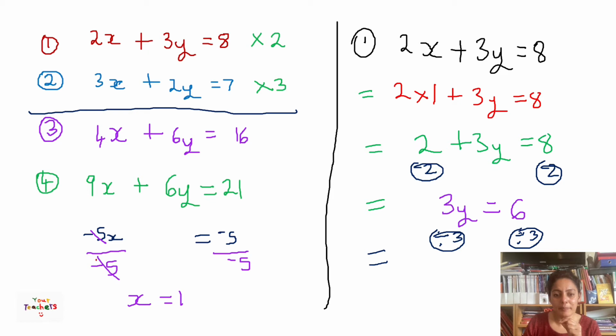which gives me y on its own equals 6 divided by 3 is 2. So 3y divided by 3, that allows us to cancel this out. So y became on its own, and 6 divided by 3 was 2. So now we know y.